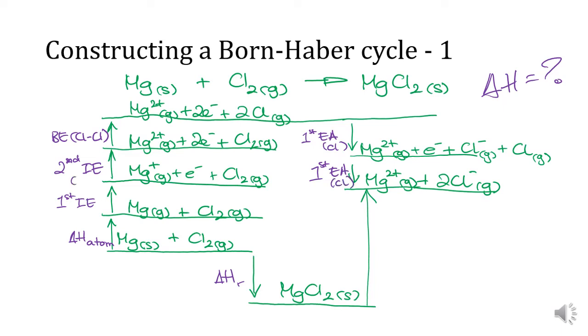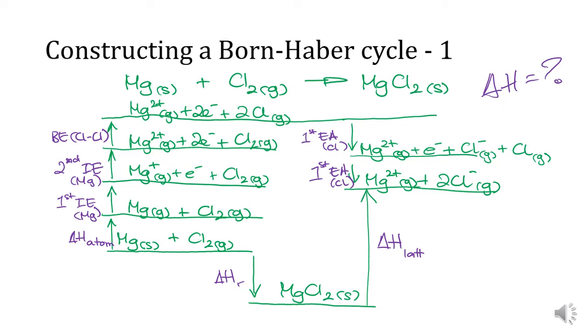So this is the first and second ionization energies over on the left for magnesium, and then the electron affinity for chlorine. Now this big arrow, and I mentioned it earlier, this is my delta H lattice.